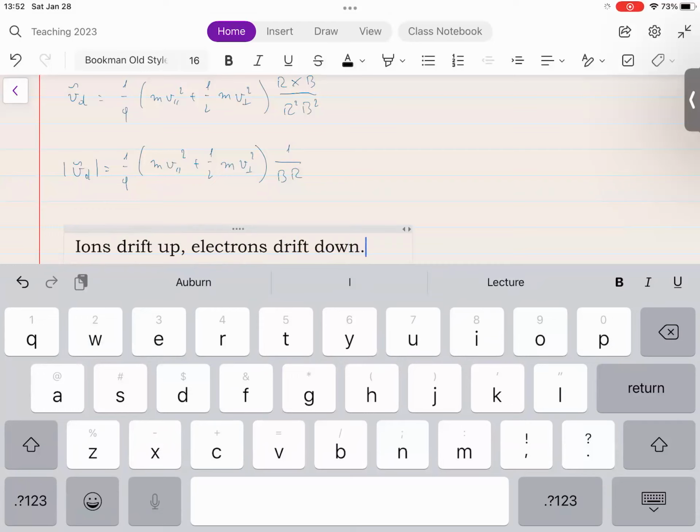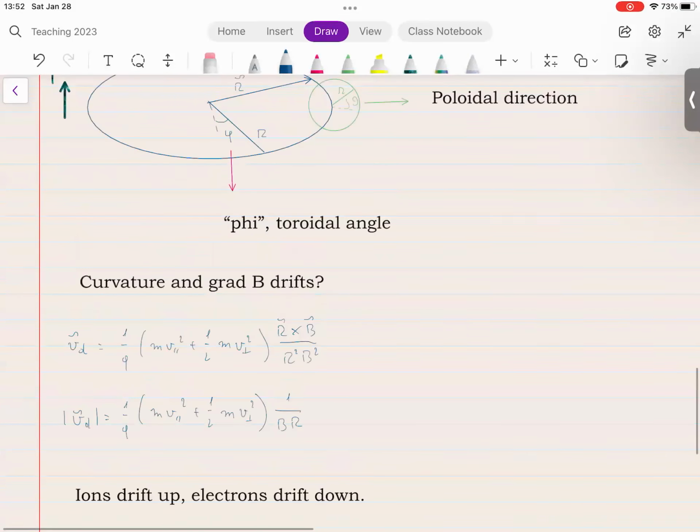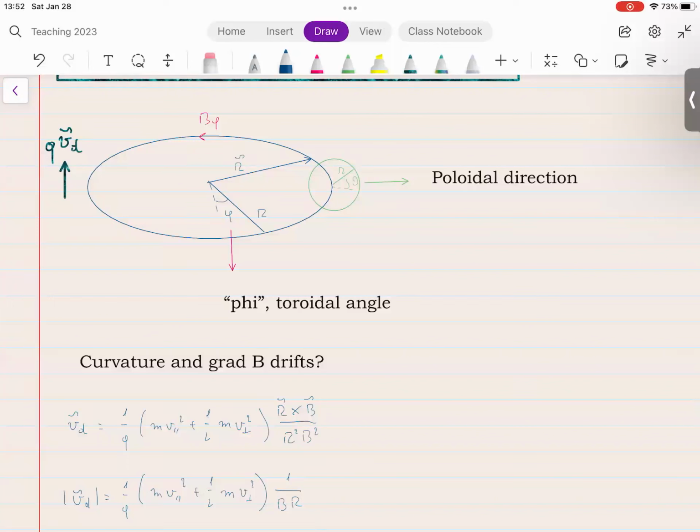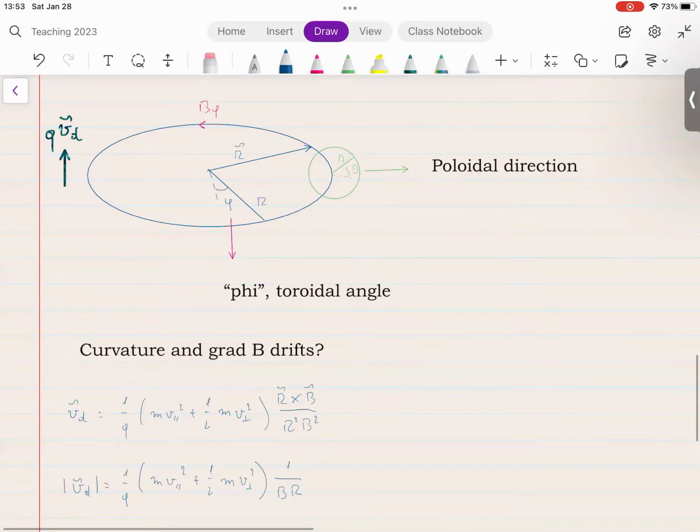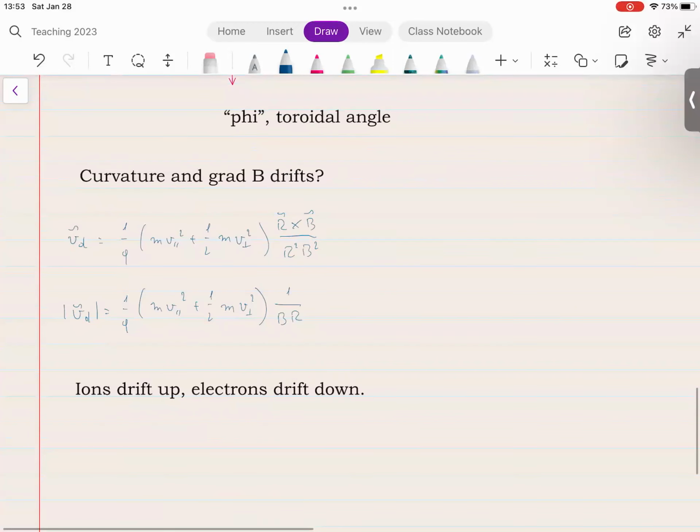So is that a problem? Well, clearly that's a problem. If I want to confine a single ion this way, I'm not confining it because it's just going to move upwards and get out of my magnetic field. If instead I want to confine an electron, well, it's just going to move down and get out of my magnetic field. Are things going to change if I have a collection of particles? Well, yes, they're going to get worse. And let's see how.